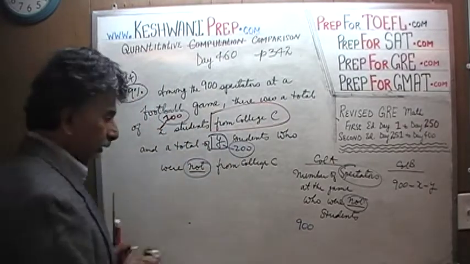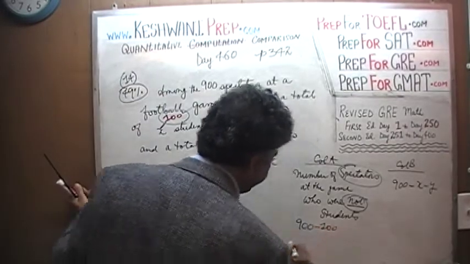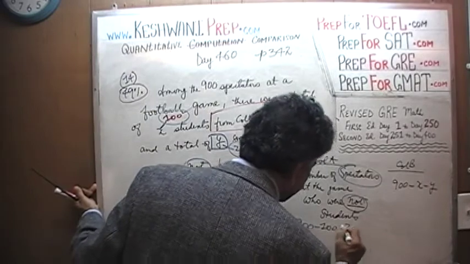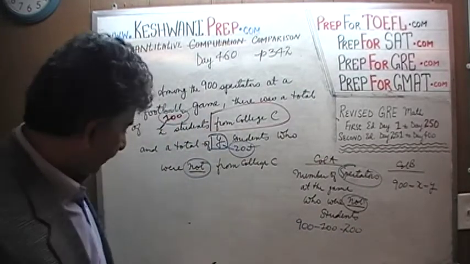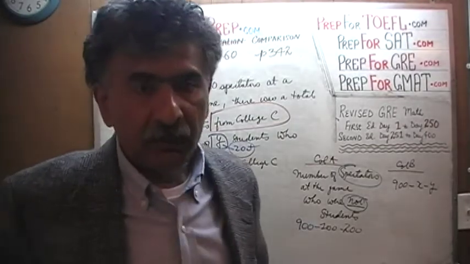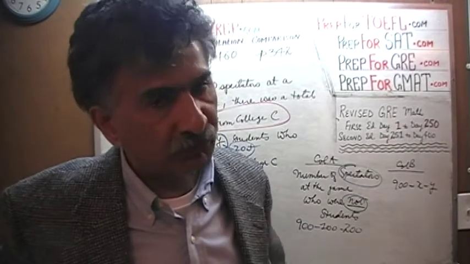And we are told that there were 100 students from College C and 200 students from other colleges. 200 students from the other colleges. In other words, there were 300 students. There were 300 people among the spectators, among the 900 spectators, there were 300 people who were students.